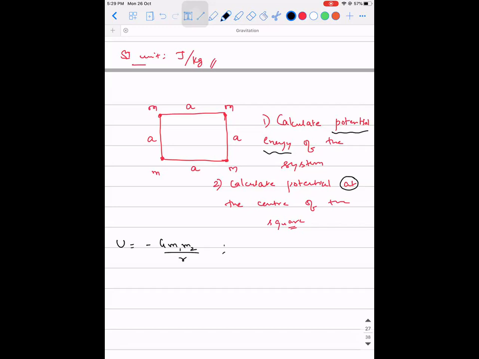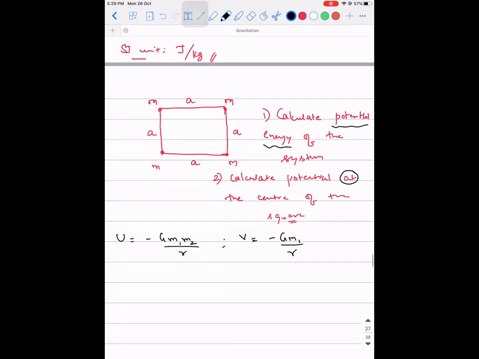Okay. Similarly, what is the potential due to a mass? It is minus G M1 divided by R, where M1 is the mass which is producing the potential, R is the distance from the mass to the point where the potential is to be calculated. I hope these 2 points are clear.